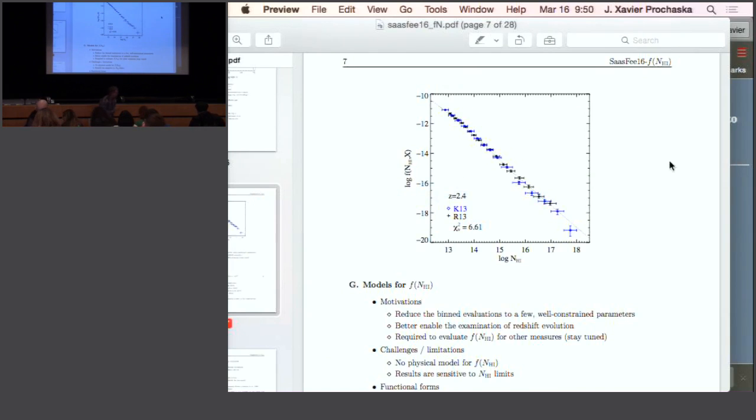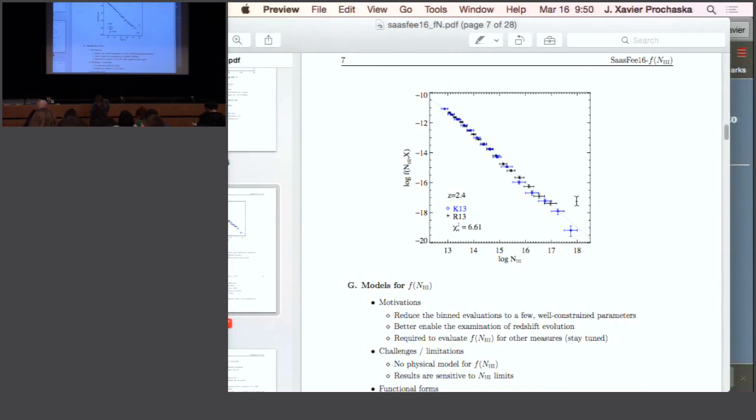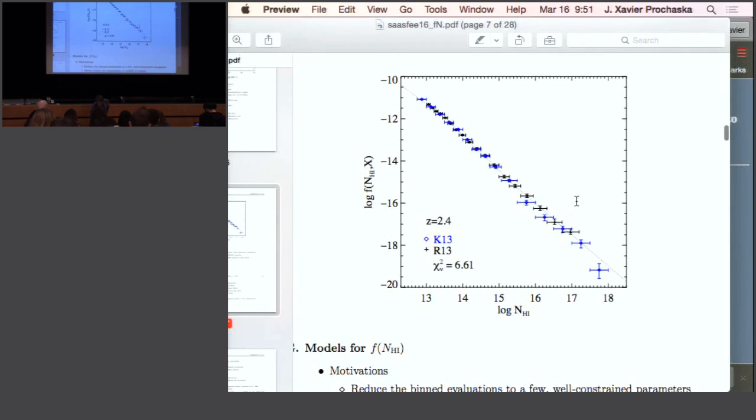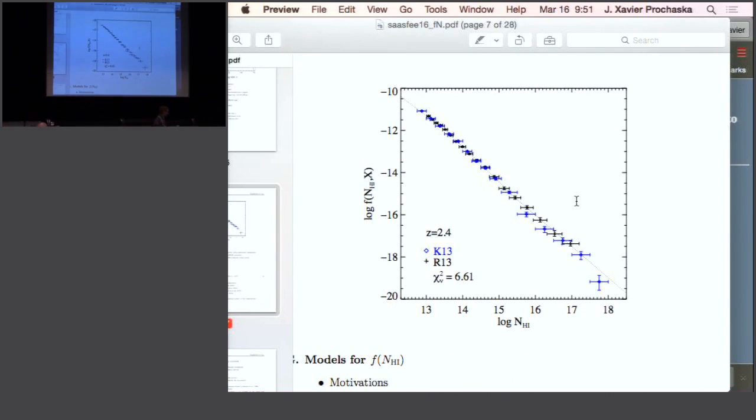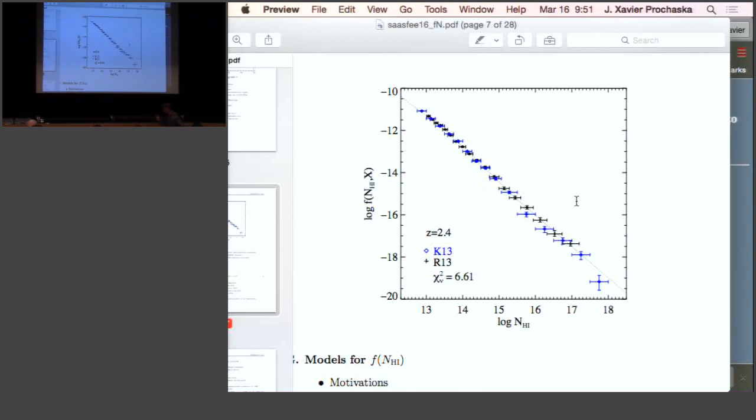So I had shown the modern results on the bin evaluation of this frequency distribution, f of n, which describes the incidence of absorption lines through the Lyman-alpha forest as a function of column density and principal Doppler parameter, which we haven't talked about yet, and also as a function of redshift, which I'll get to in a few minutes, but still focusing on column density. These are the bin evaluations from high-quality echelle data from both Keck and the VLT.